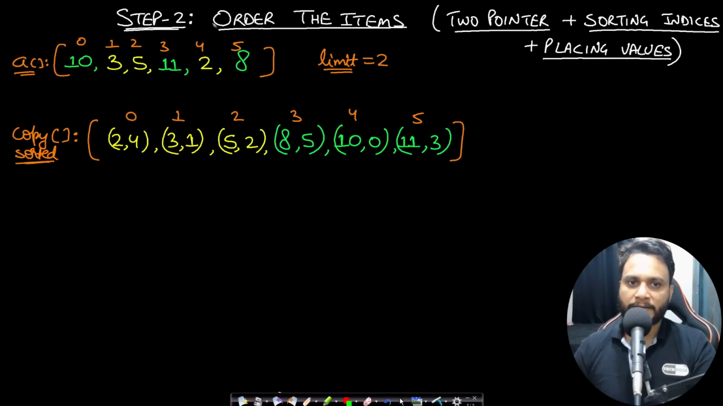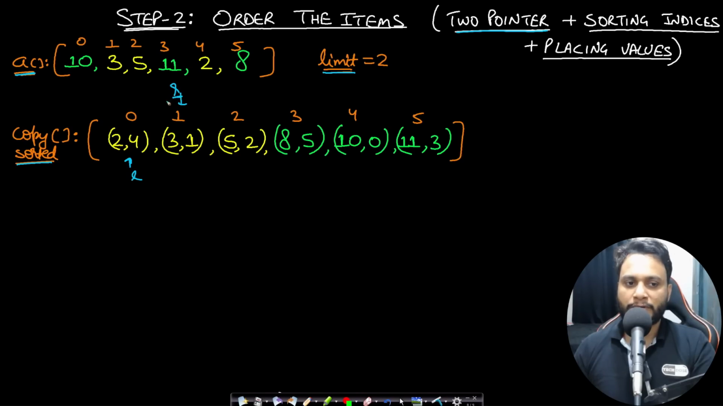Once you are done with this, we have to move to step number 2, where we need to order the items. From the original array, I have got the copy array which has been sorted, and the limit value is 2. So I will just apply the two pointer approach to build the final lexicographically smallest array. And how to do that? In this two pointer approach, I take a left pointer and a right pointer. The right pointer will continuously move to the right unless we find that it is moving out of the group. So how do you identify that the right pointer has moved out of the group?